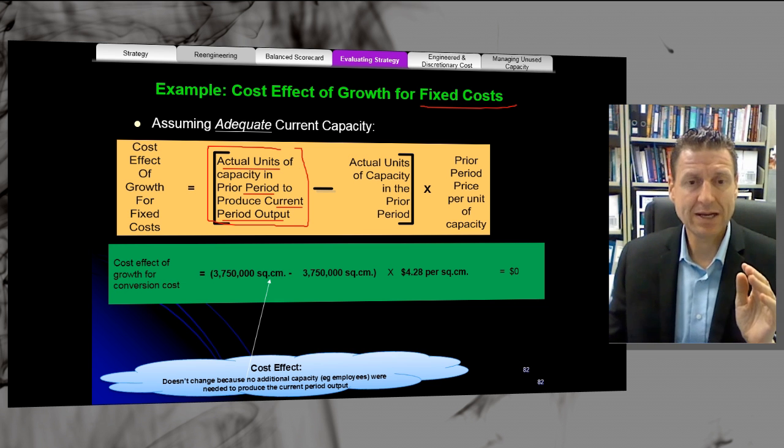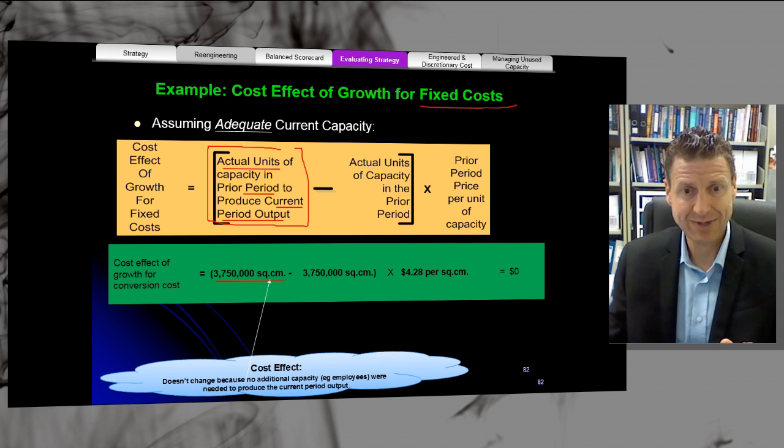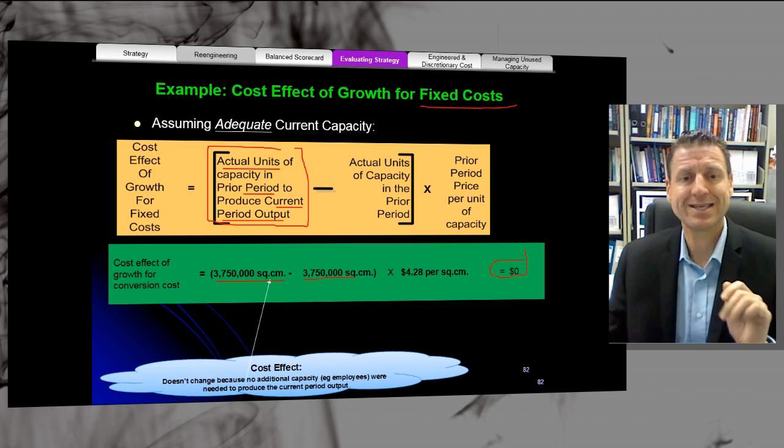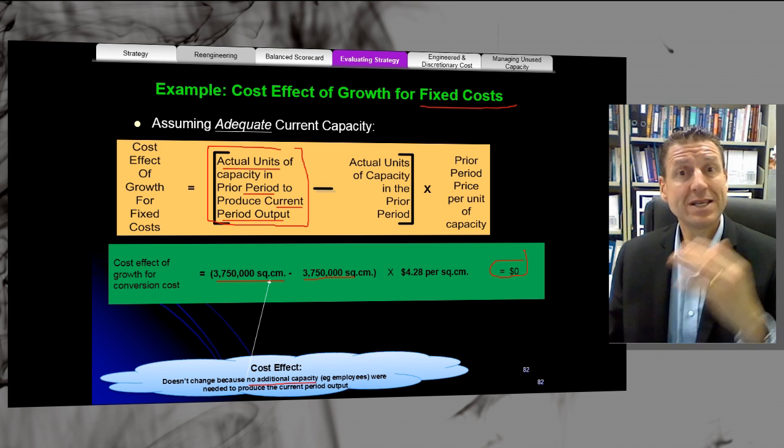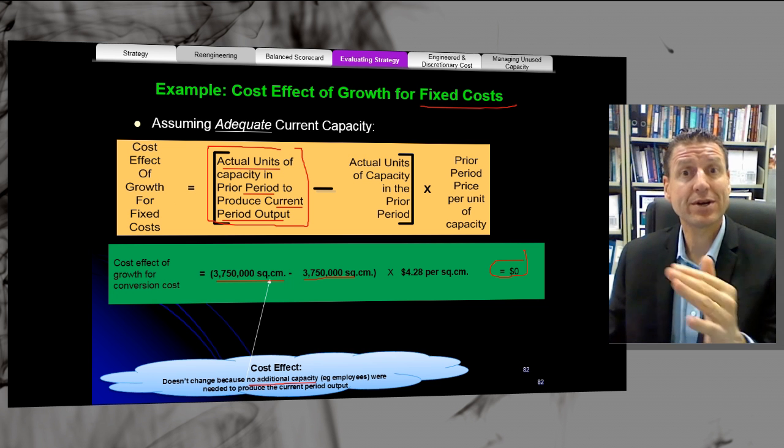And so in the prior period, the actual units of capacity needed would have been 3.75 million square centimeters, and actual units capacity in the prior period was 3.75 million square centimeters. So we have a zero variance. This doesn't change because there's no additional capacity. For example, you didn't need to hire new employees, supervisory salaries and things like that. The capacity was the same. So this is assuming adequate current capacity.